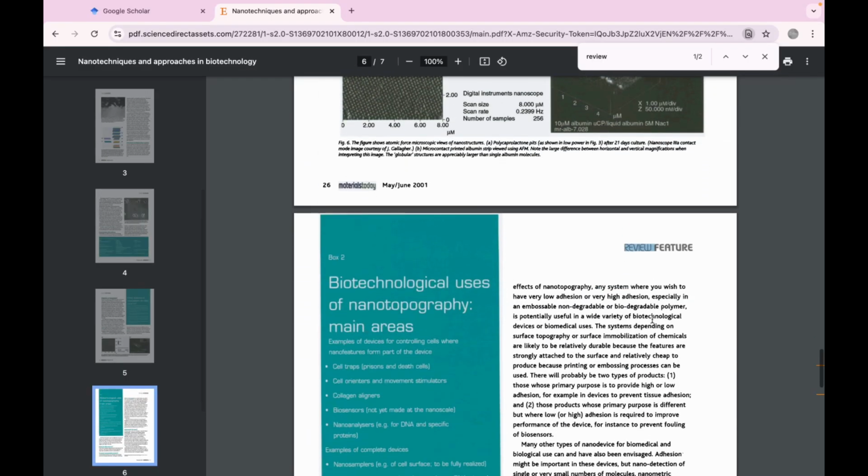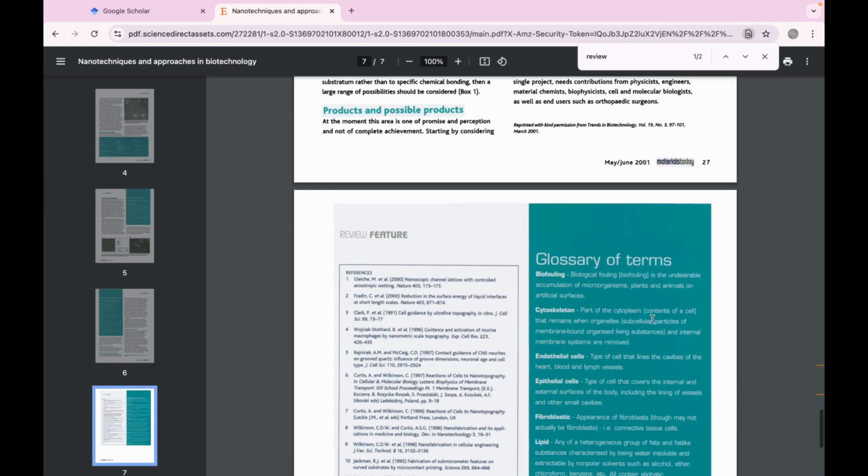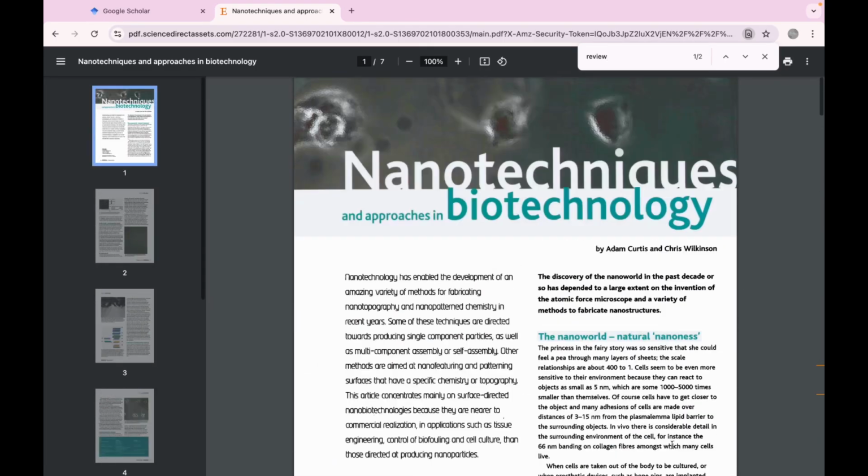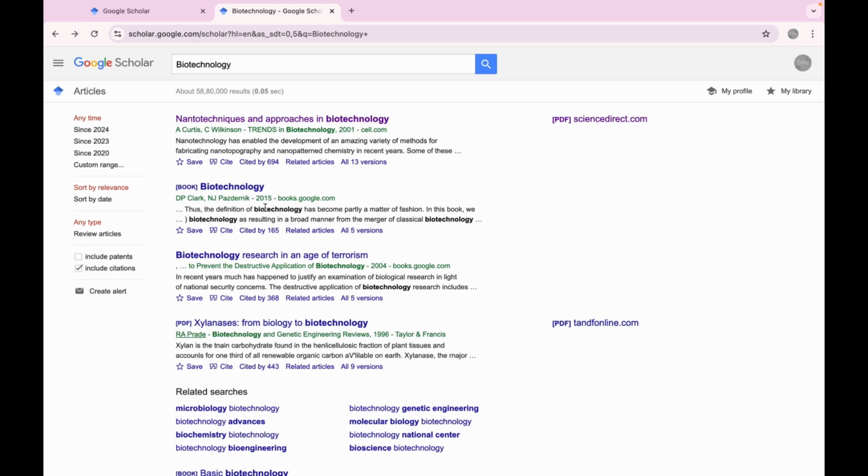So maybe it is a review, because it is featuring review, right? It is already mentioned that it is a review. Let's take an example of another paper which is research, so that we understand better what the difference is. It was not prominent very easily, but it was somewhere written, right?